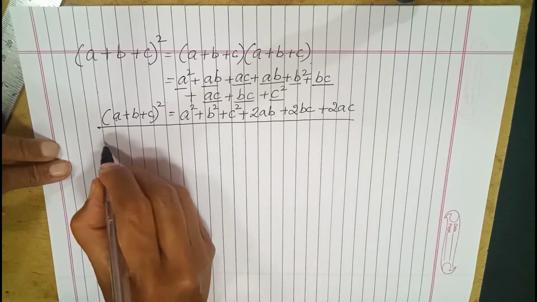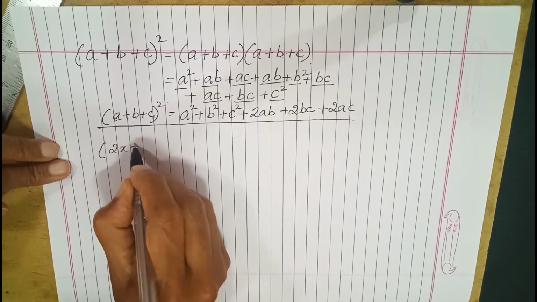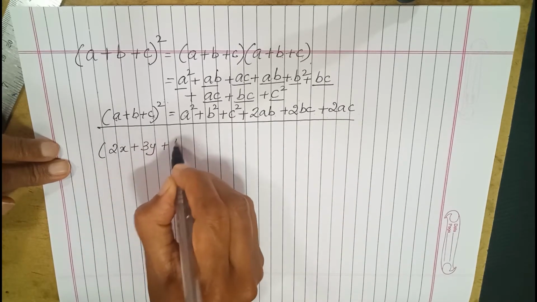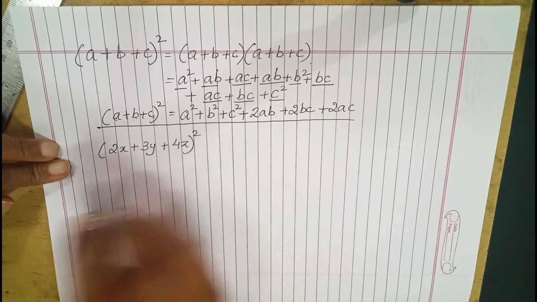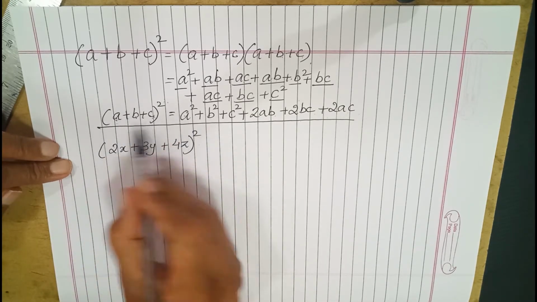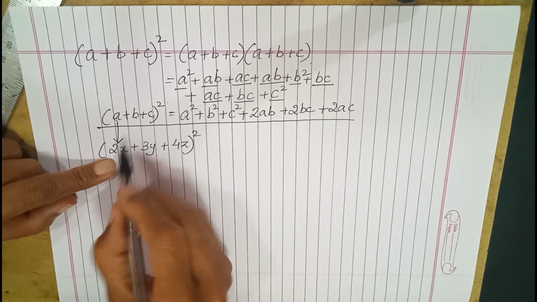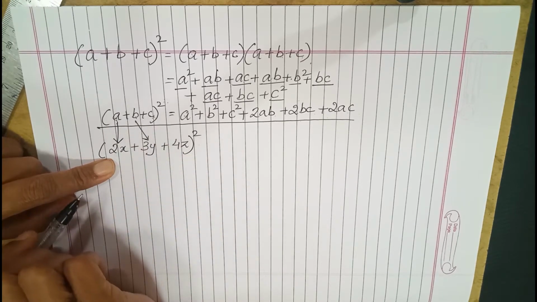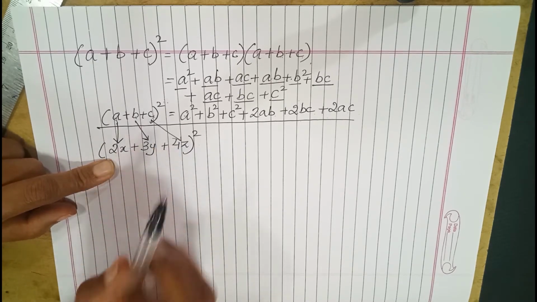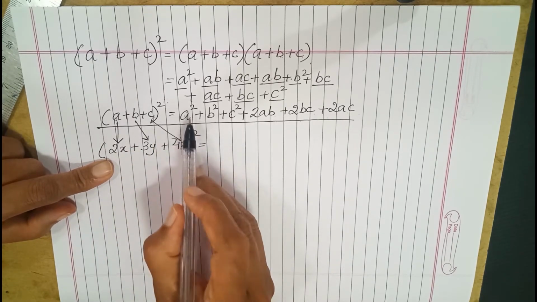So let us do some sums based on this. So let us say I have (2x + 3y + 4z) the whole square. Now how do I expand using this formula? So you can see wherever in the formula there is a, I'll put 2x. Wherever there is b, I'll put 3y. And wherever there is c, I will put 4z. So what is the first term?